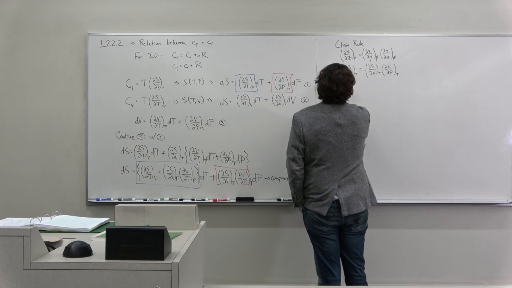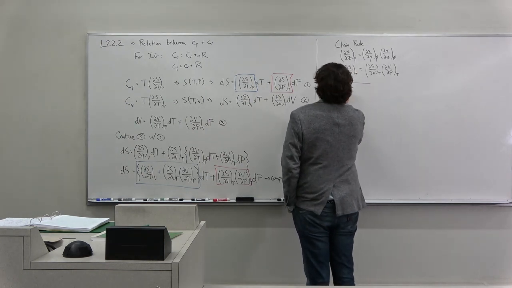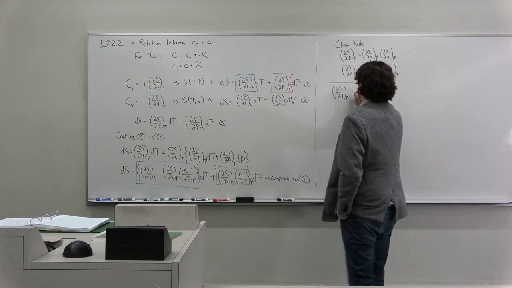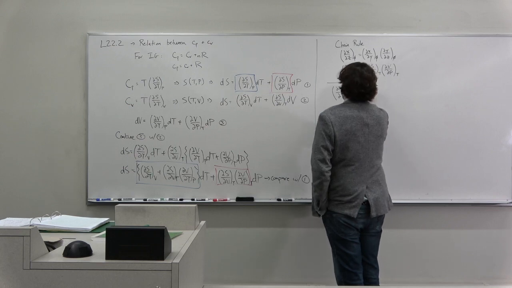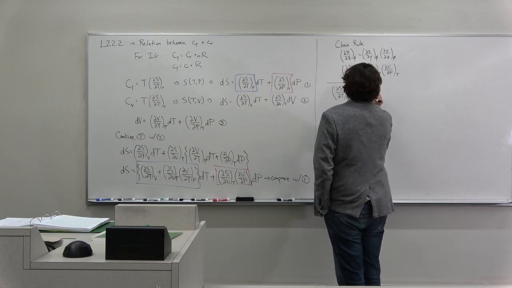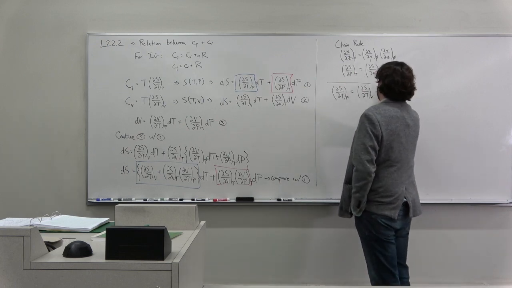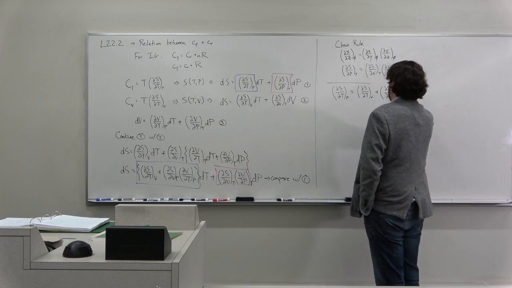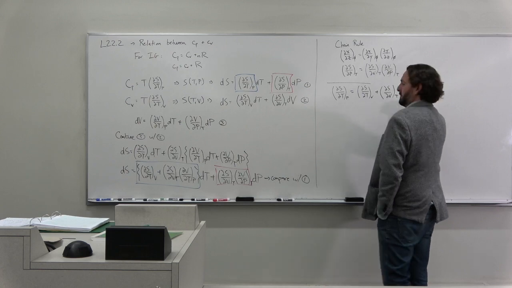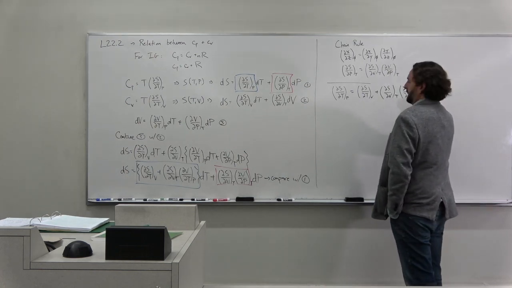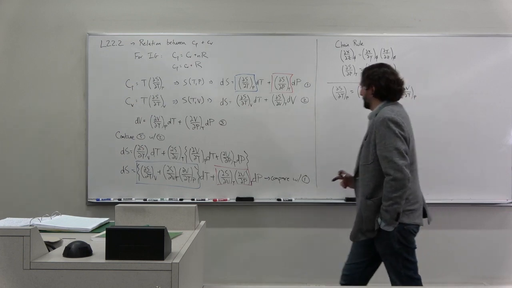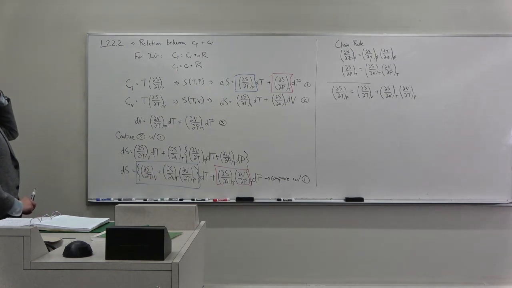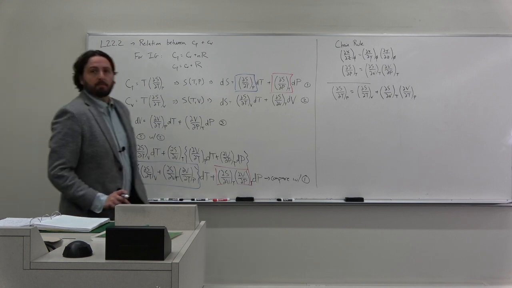Okay, so we get partial s, partial t, constant p equals partial s, partial t, constant V plus partial S partial V at constant T times partial V partial T at constant P. Okay, so that's just comparing those two. All right, so what does this look like?